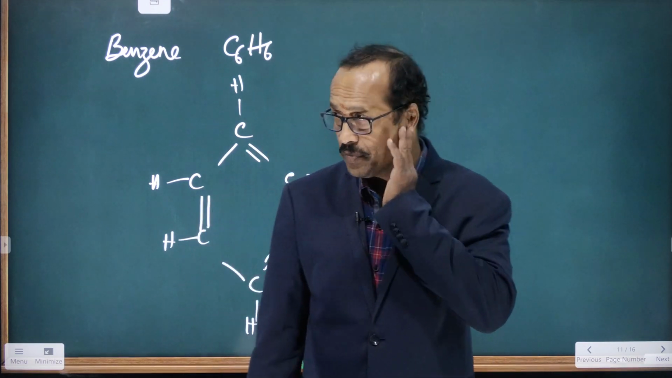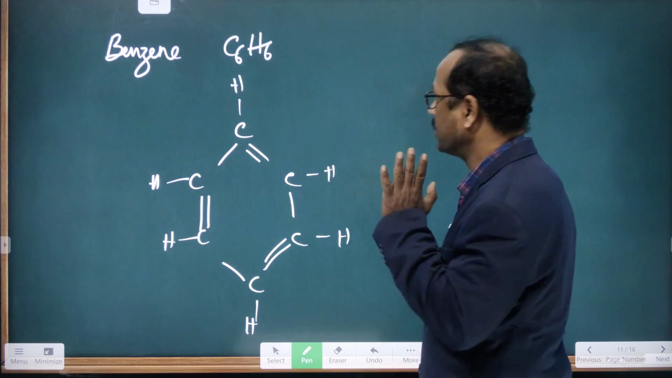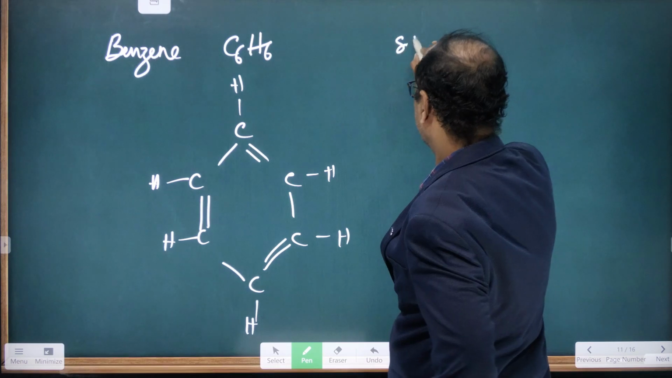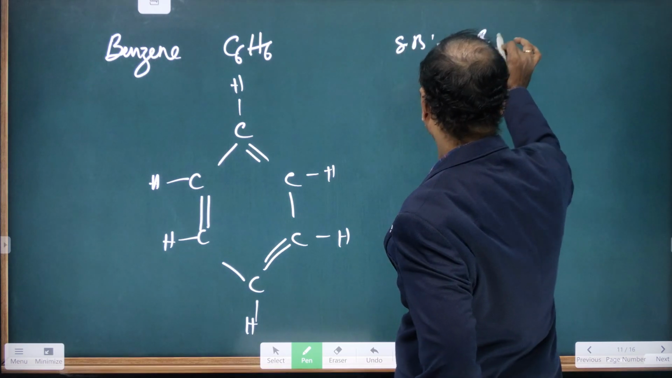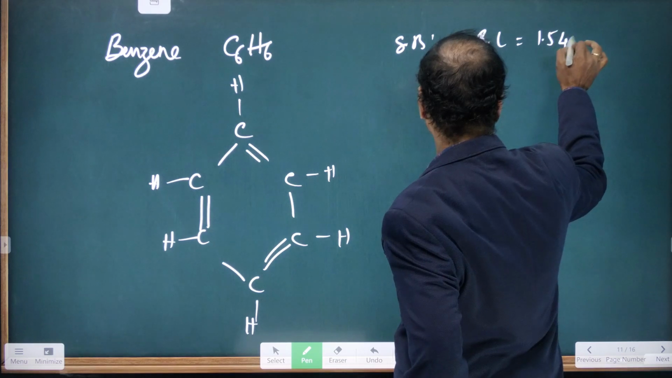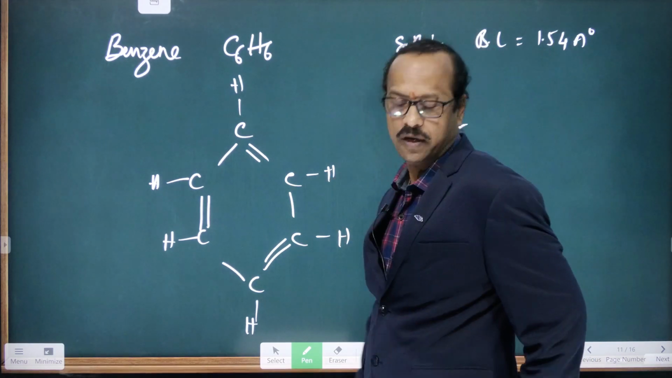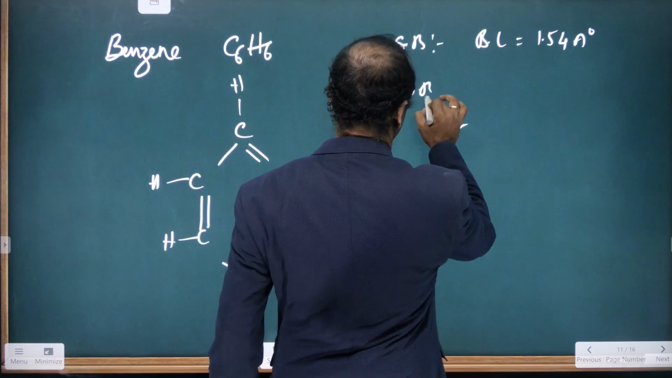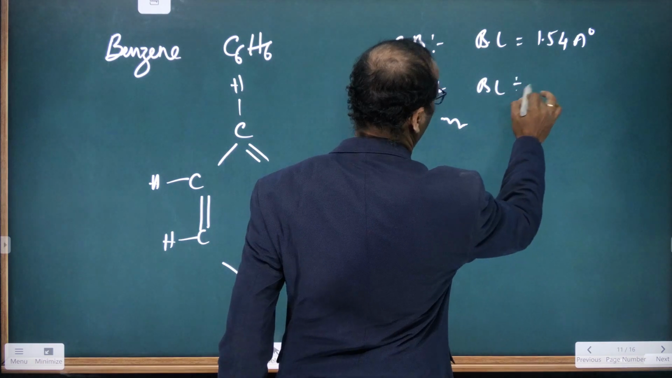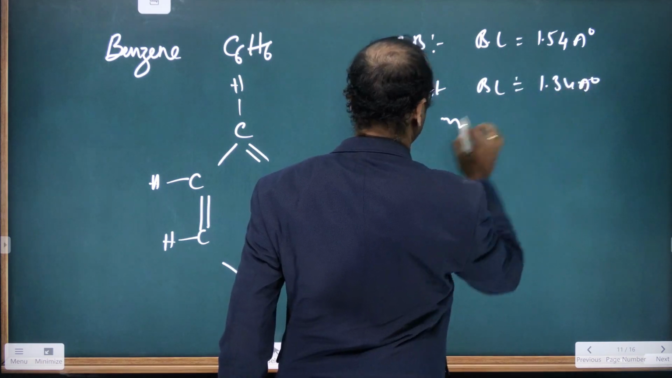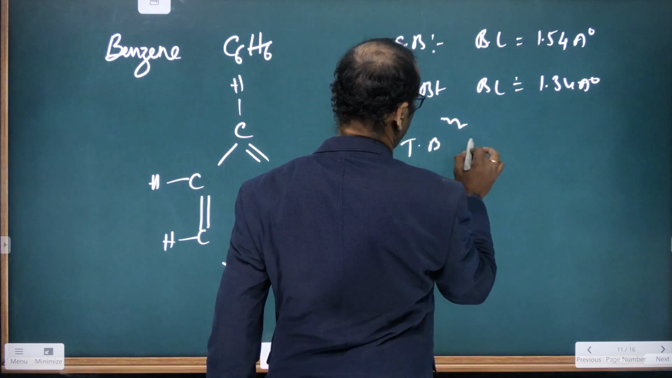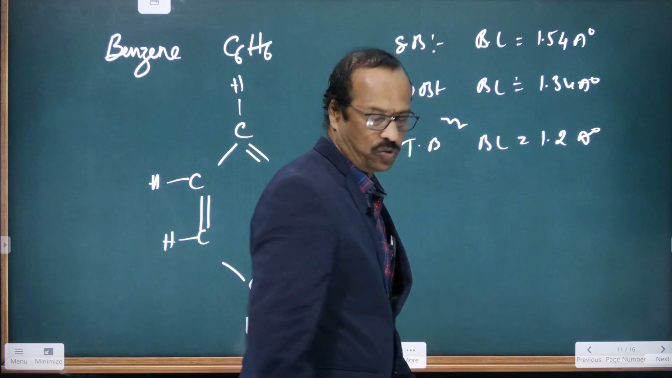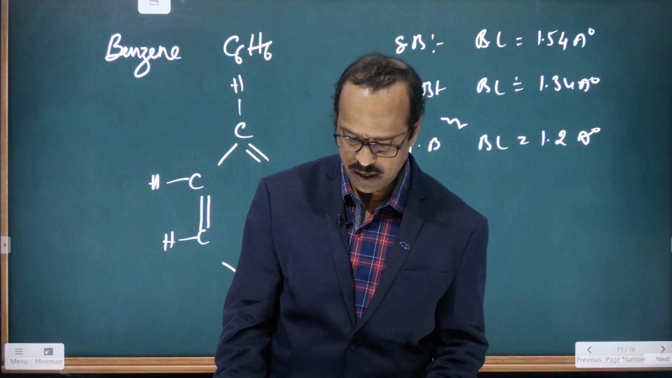Okay, so here one important point we need to learn and remember is that when a single bond is formed, the bond length is 1.54 angstroms. How much is it? 1.54 angstroms. When there is a double bond, the bond length is 1.34 angstroms. And when it's a triple bond, which means 3 bonds are there, then the bond length is 1.2 angstroms. Okay, this you have to remember. That is very, very important.